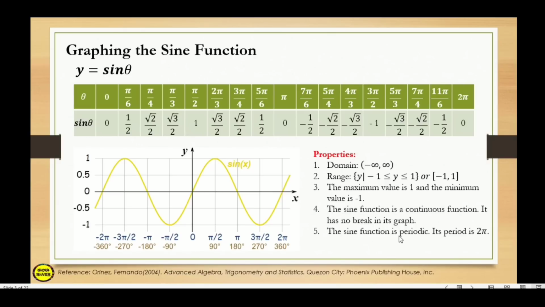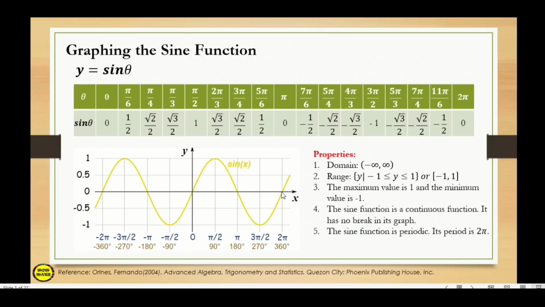The sine function is periodic. Its period is 2 pi. So, ibig sabihin, from 0, kanina kinuha natin yung table of values, from 0 to 2 pi, isang period yon. So, kapag natapos yung period na yon, uulit-ulit yung graph natin. So, mula dito sa 0, ito yung graph natin, di ba? And then, ito yung 2 pi natin. So, isang period na yan.